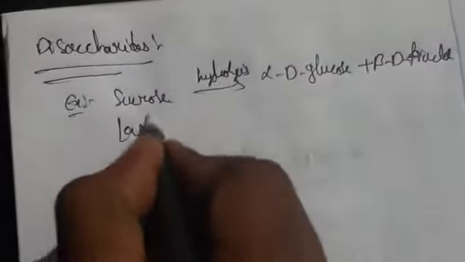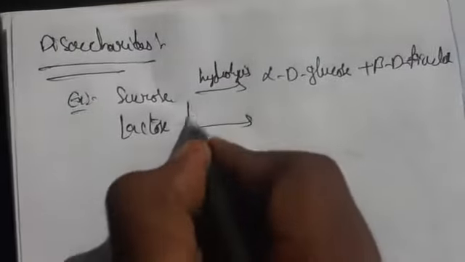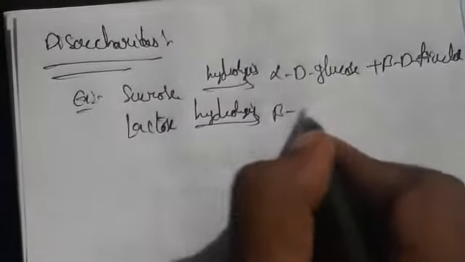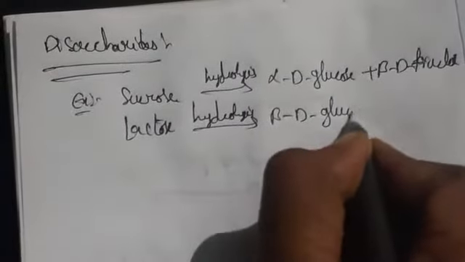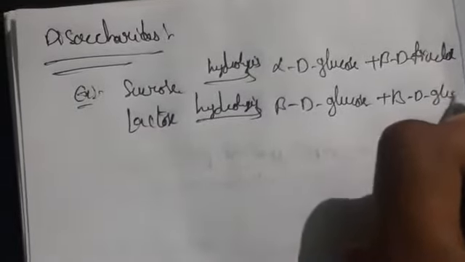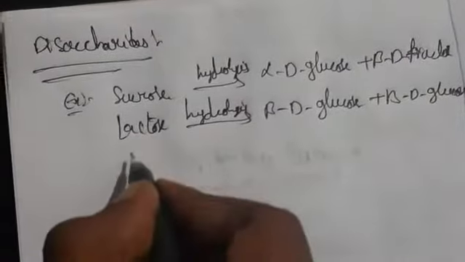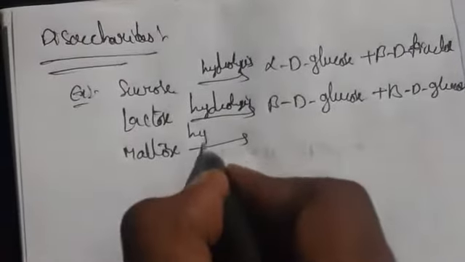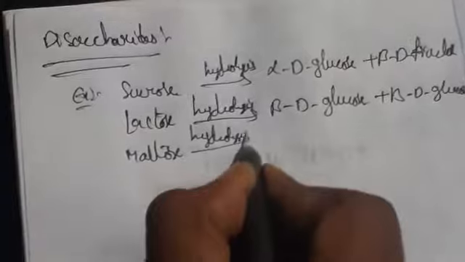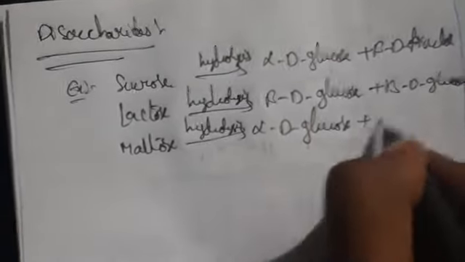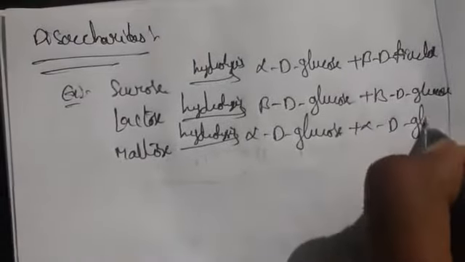Coming to lactose, if you do hydrolysis, it will give beta D-glucose. Coming to maltose, when you do hydrolysis, it gives alpha D-glucose and alpha D-glucose, like this.